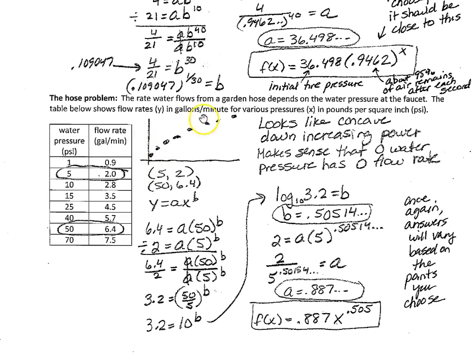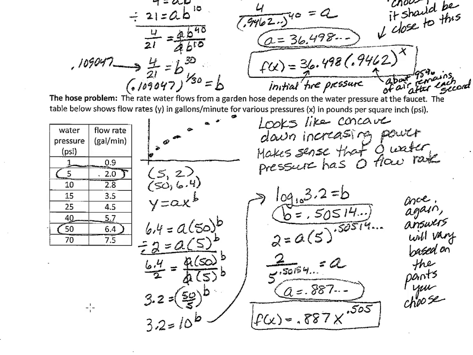This one has a curve that looks like this, which is one of the shapes of a power function. It makes sense that a power function that is increasing, either concave up or concave down, is going to go through the point 0, 0. And it makes sense that when water pressure is 0, the flow rate out of the hose would be 0. So we are going to use a power function for this data.